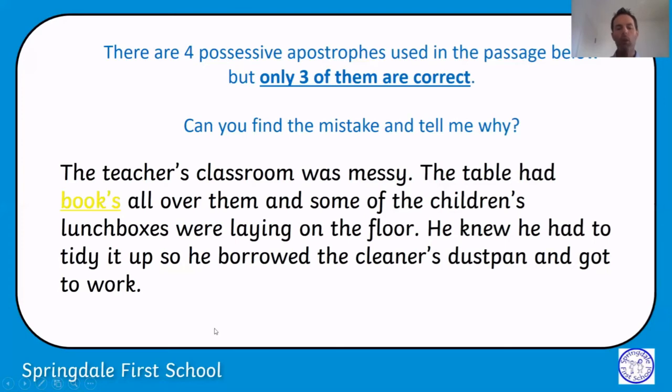So we have to be really, really careful when we're using the possessive apostrophe that we use it correctly. Make sure we have that owner and the object. Here we are, teacher's classroom, children's lunchboxes. You can see there, they have all the owner and object.